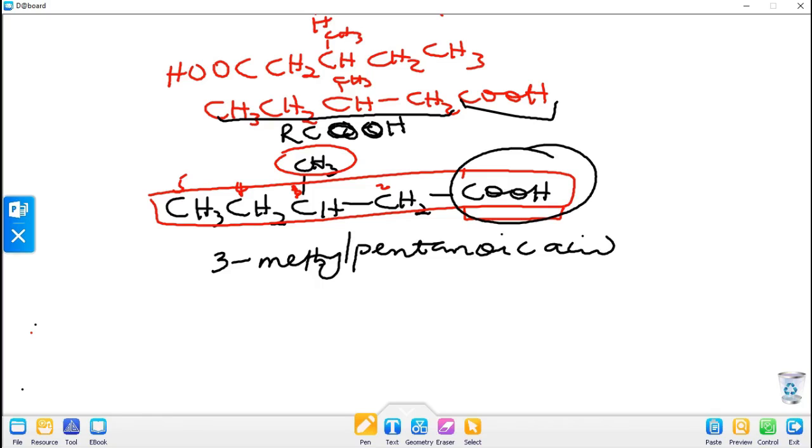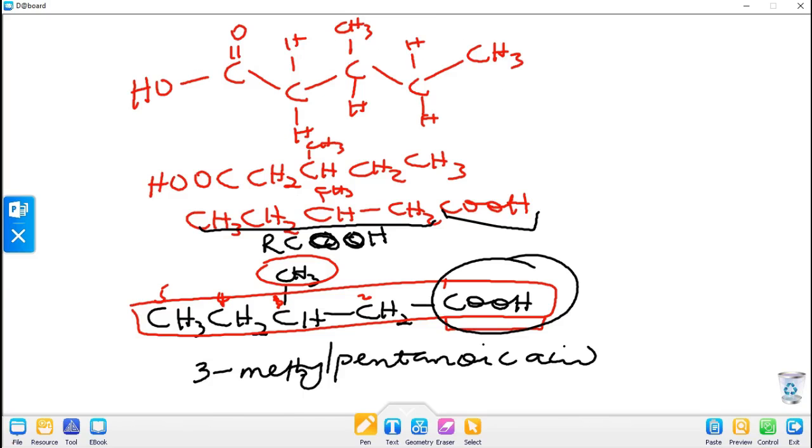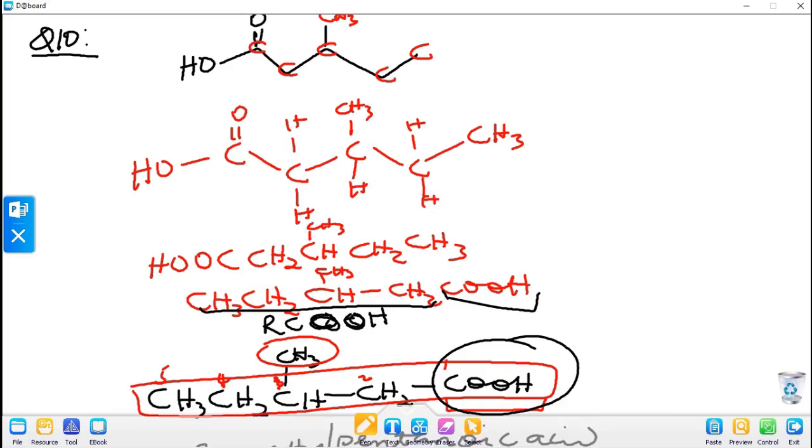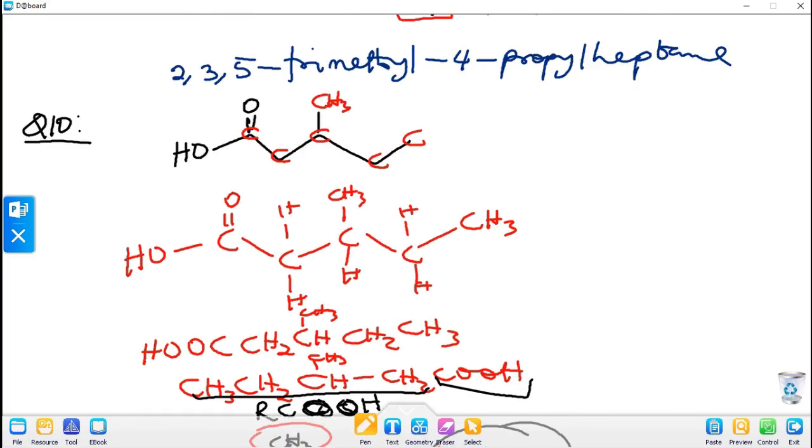COOH is a functional group. So the name is properly called 3-methylpentanoic acid. So that's the name of the structure. Don't get frightened because of this structure.